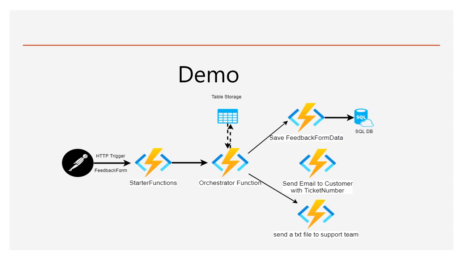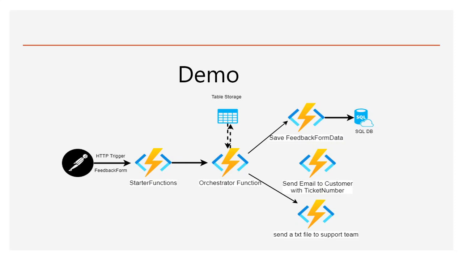So this is a simple feedback system I have created. In this feedback system, what is happening? We will be having a UI. I have not created that UI. I will be using Postman. Postman is an API trigger tool. So I have different Azure functions over there. By using Postman, I will create a feedback form.